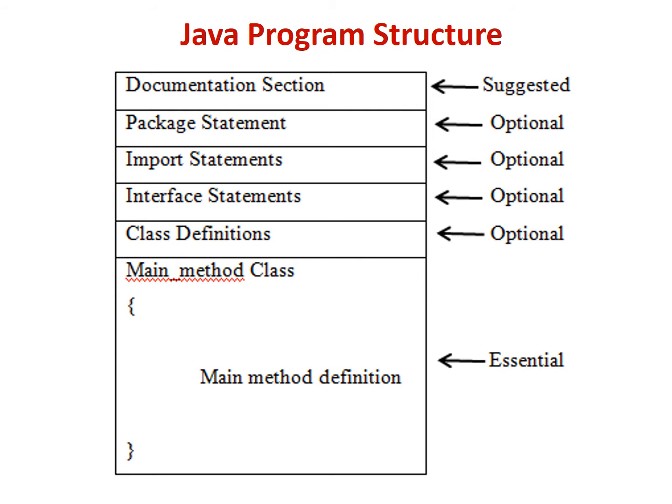Last is the main method class. Since every Java standalone program requires a main method as its starting point, this class is also essential part of a Java program. The main method creates objects of various classes and establishes communication between them. On reaching the end of the main method, the program terminates and the control passes back to the operating system.